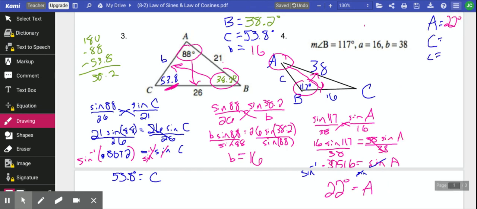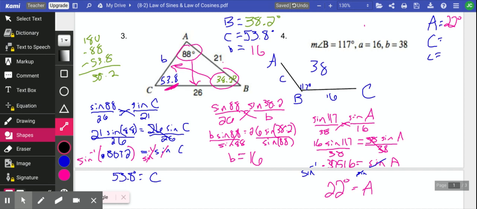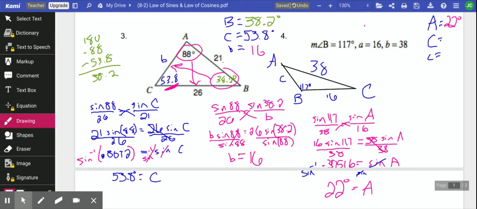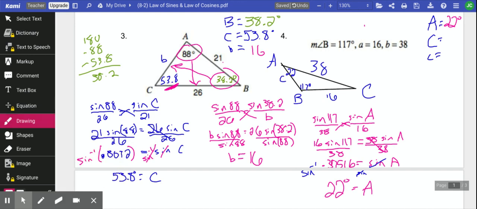Okay, to find angle C, I keep erasing that third side. Okay, so now that we know that A is 22 degrees, we can find angle C. We're just going to take 180 minus 117 minus 22. I'm just going to do that in my calculator. So that gives me 41 degrees.